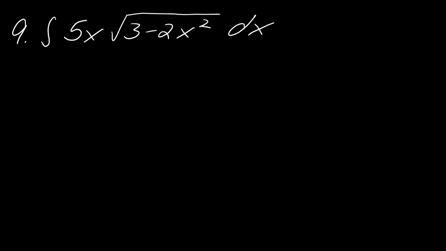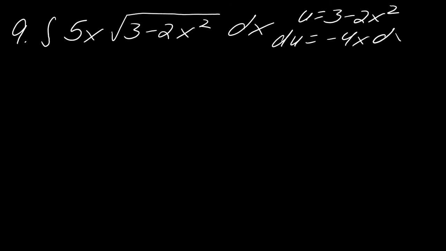Okay, so for number 9, this is going to be another example where we're using substitution, so I don't have a nice integration formula for this. My u in this case is going to be 3 minus 2x squared, and then my du becomes negative 4x dx. Okay, so I have a little bit of an issue here. I have a 5x here, not a negative 4, so I'm going to have to make some manipulations.